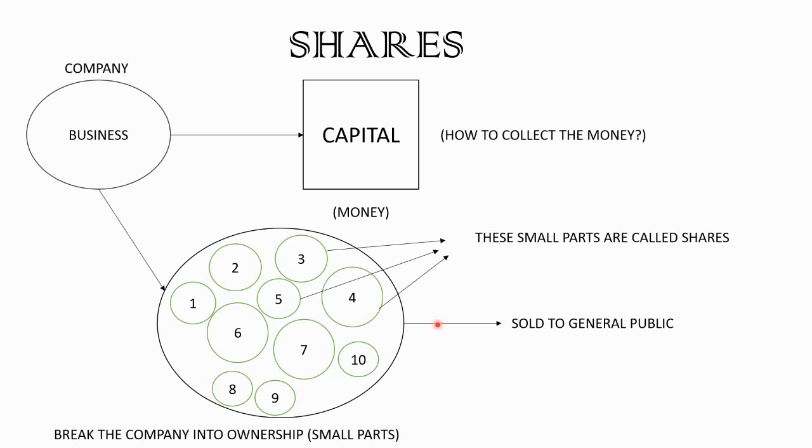So these small parts are called shares. In simple words, these small parts are ownerships of your company. So you are basically selling ownership of your company to different people in order to collect money, or in order to collect capital.